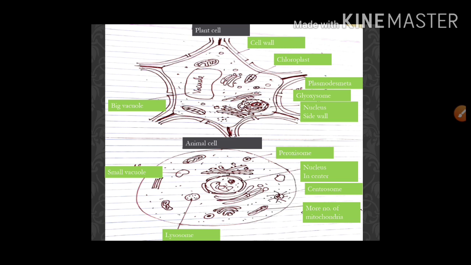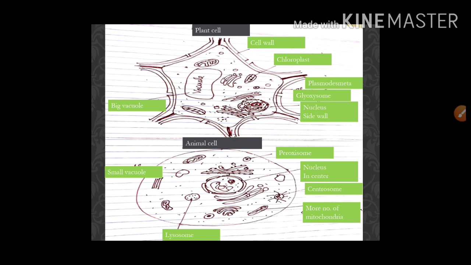Cell wall is present in plant cell but absent in animal cell. Then chloroplast is present in plant cell but absent in animal cell. Plasmodesmata are present in plant cells but absent in animal cell. Glyoxysome is present in plant cells but absent in animal cell. The function of glyoxysome is performed by peroxisomes in animal cell, which is present only in animals.